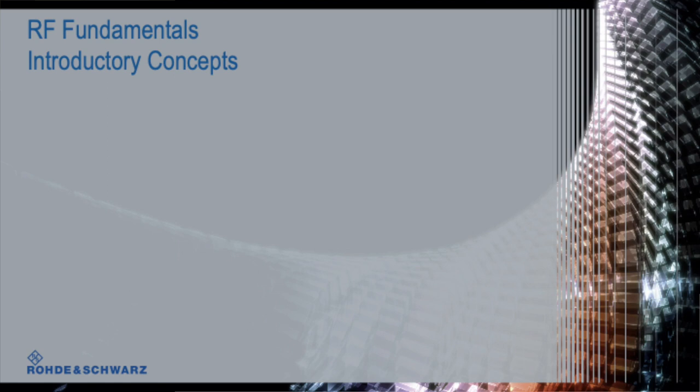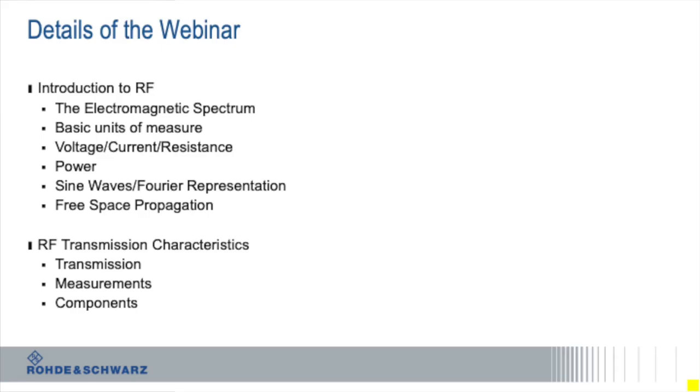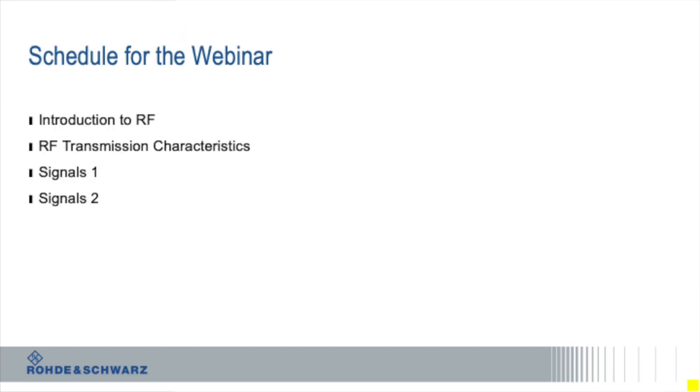So anyways, we're going to talk about RF fundamentals. Just a little housekeeping. Starting out, we're going to do an intro to RF. We'll talk about the electromagnetic spectrum: what is it, and why do you care? Basic units of measure that we talk about in RF: voltage, current, resistance, which hopefully you're all familiar with, power, sine waves, and Fourier representations. Free space propagation. Then we'll get into RF transmission characteristics just before lunch. We'll talk about transmission, some measurements, and some typical components.